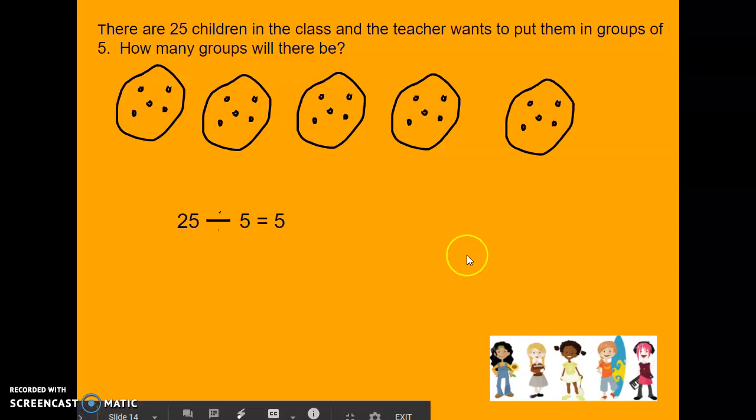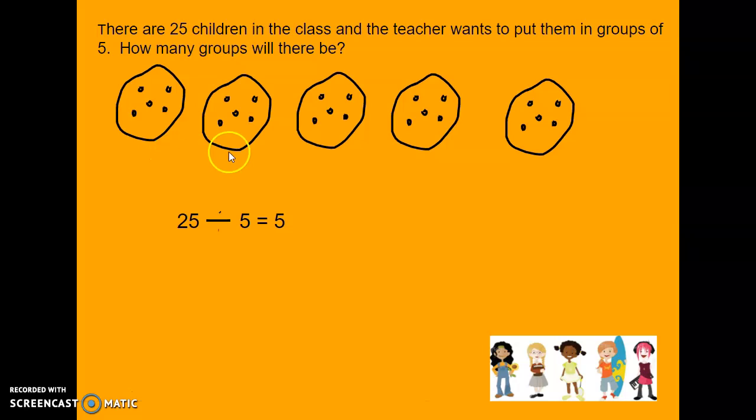Look what happens. I've got 5 groups now. 5, 10, 15, 20, 25. I've grouped all of the children. So my number sentence will be 25 divided by 5. Because there were 25 children, I've put them into groups of 5.